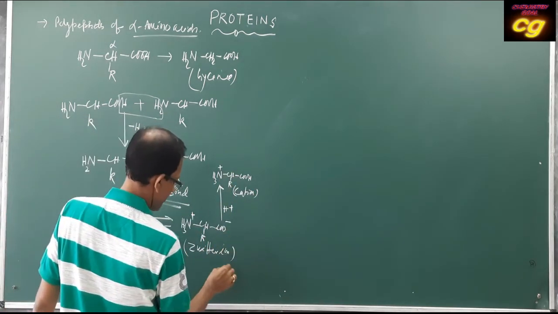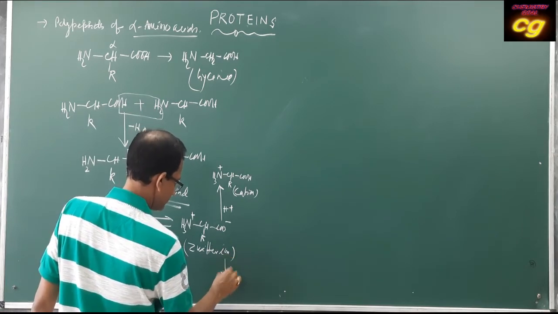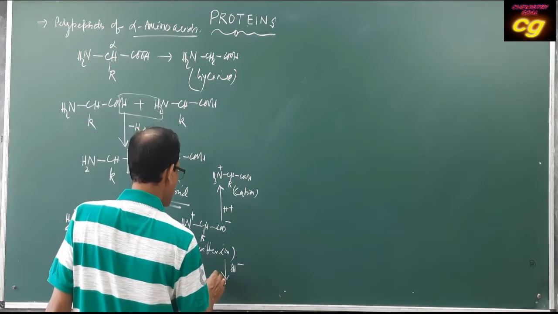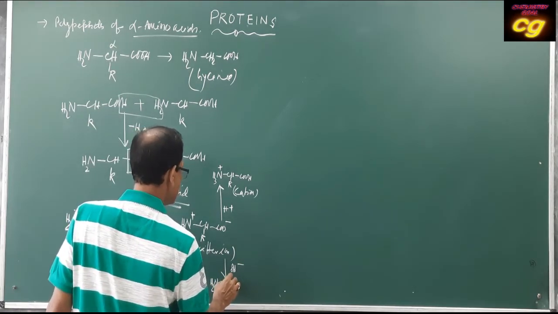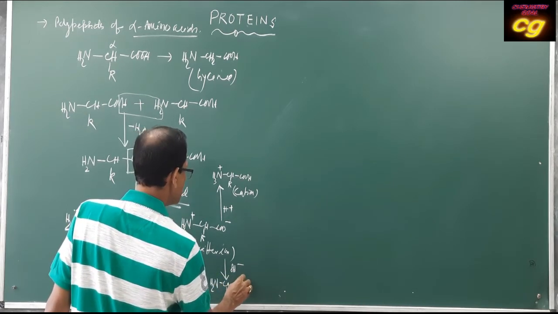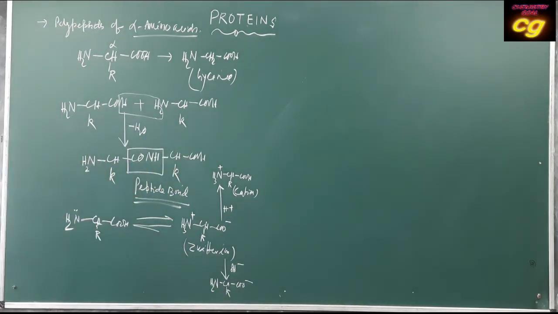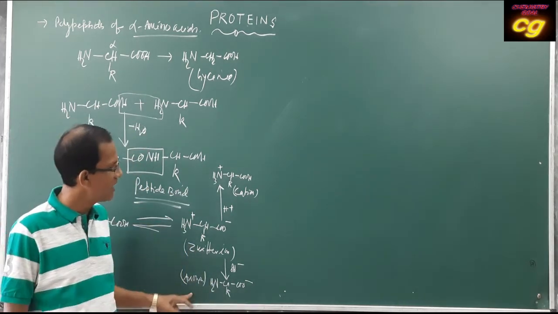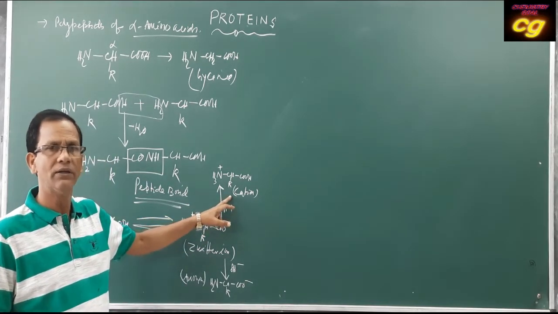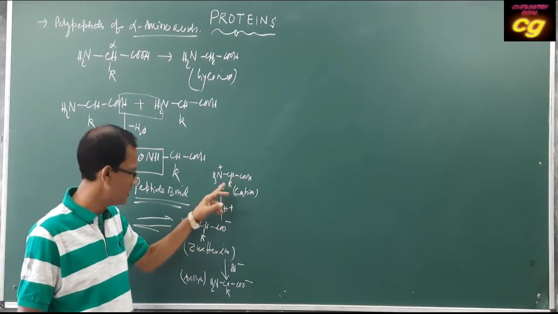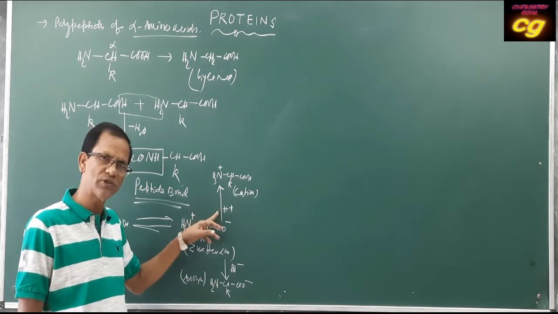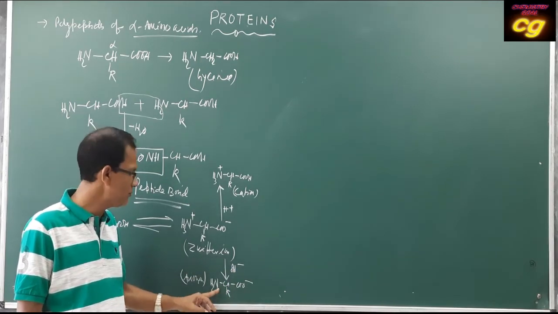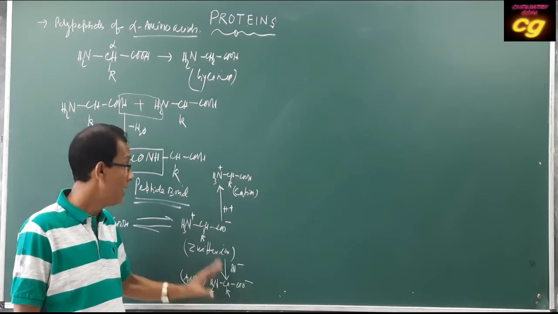But when treated with OH minus ion, it will produce NH2CHRCOO minus. This is the anionic form. So cationic form, anionic form. The cation moves towards the cathode when H plus ion is present. When OH minus is present, the amino acid moves towards the anode, because having negative charge, it moves towards the anode.